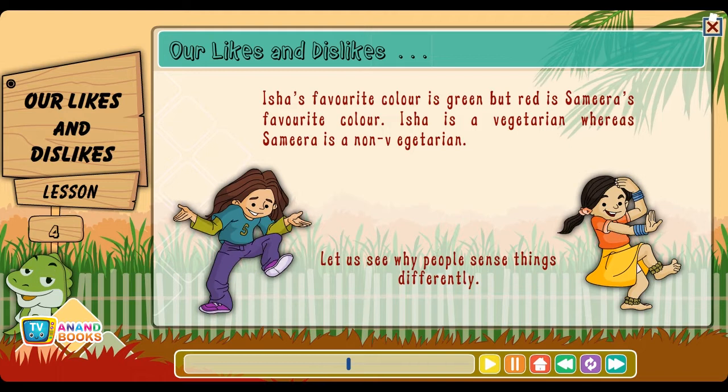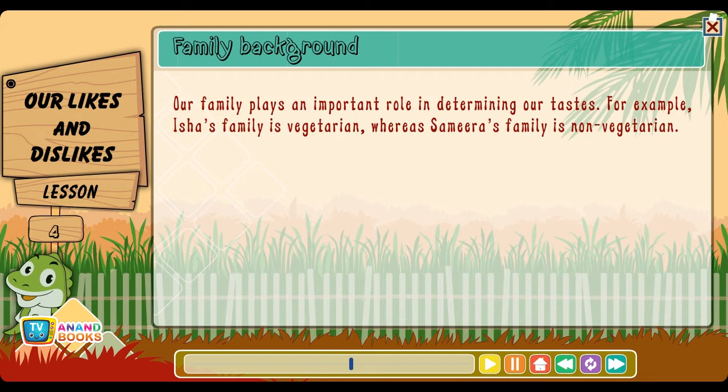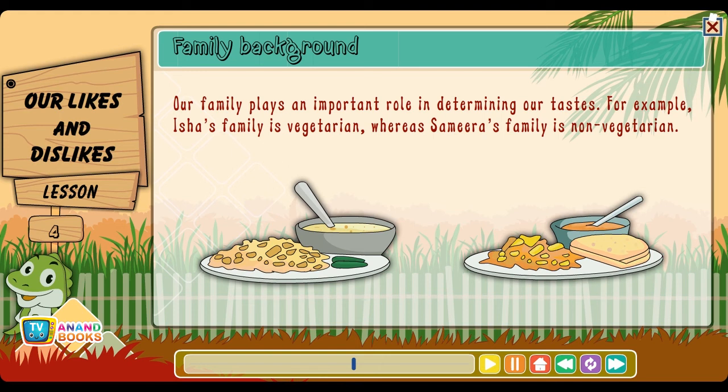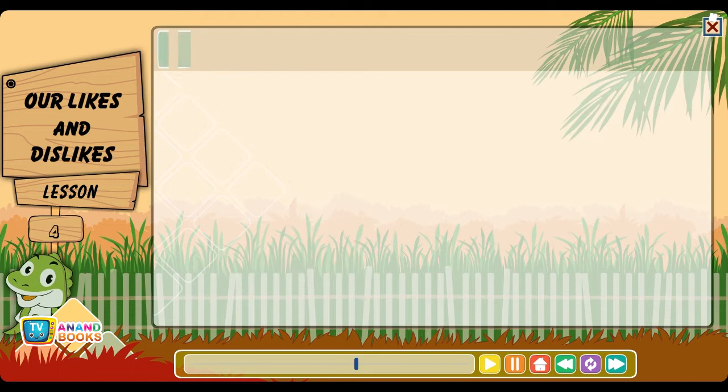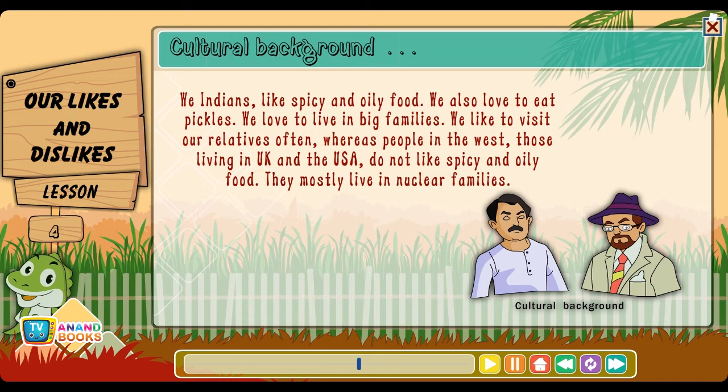Family background. Our family plays an important role in determining our tastes. For example, Isha's family is vegetarian, whereas Samira's family is non-vegetarian. Cultural background. We Indians like spicy and oily food. We also love to eat pickles. We love to live in big families. We like to visit our relatives often, whereas people in the West, those living in the UK and the USA, do not like spicy and oily food. They mostly live in nuclear families.